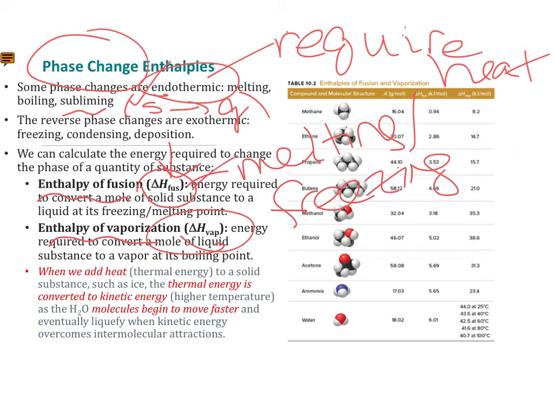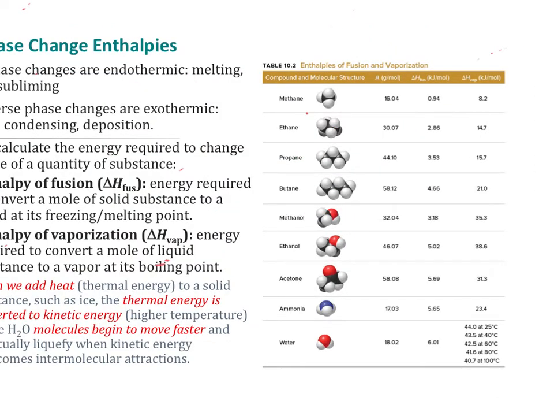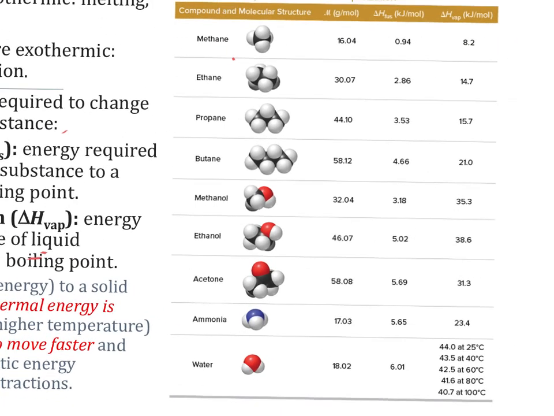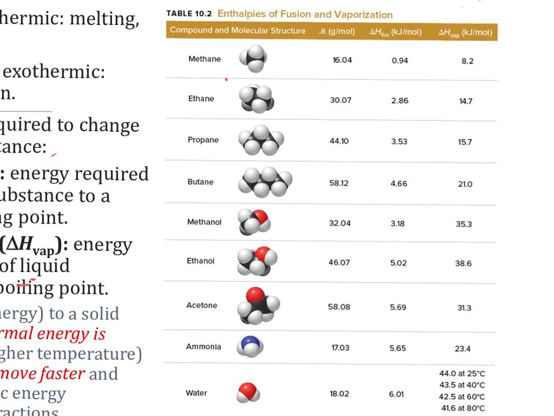And so these terms are easily found in a reference table, as you can see right here over to the right. I want to point out something real briefly here, looking at this table of enthalpy values. And that is the units. So we've listed here the enthalpy of fusion and enthalpy of vaporization for a bunch of substances. Notice the units in this chart are kilojoules per mole.